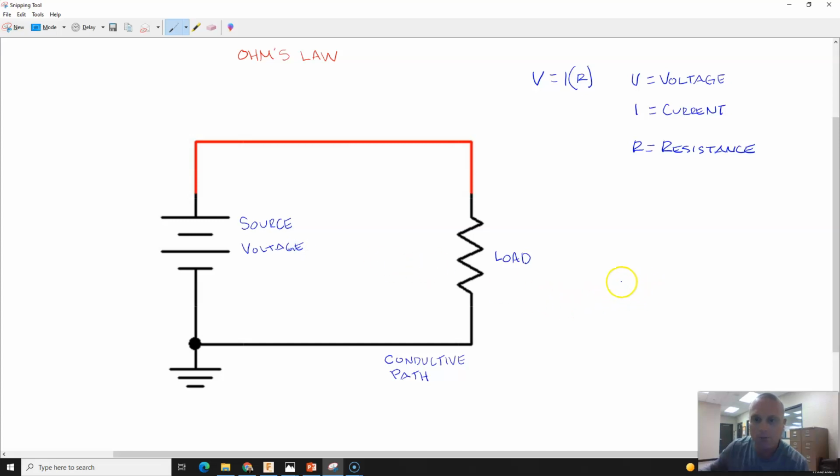Our load, or again, what the circuit is consuming, is going to be measured in resistance. And we can measure the flow of the electricity through the conductive path with current.